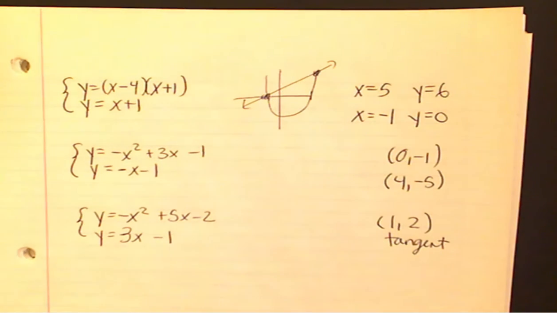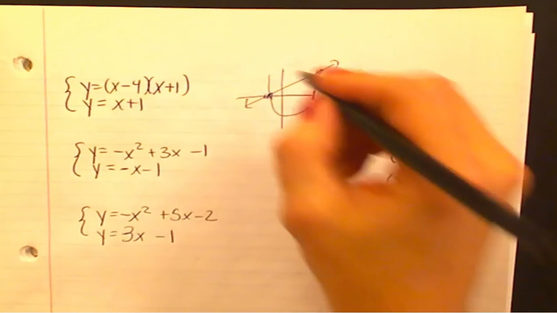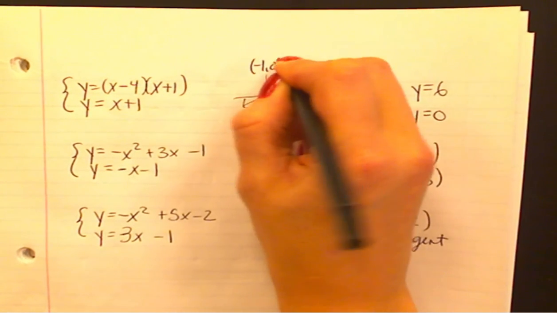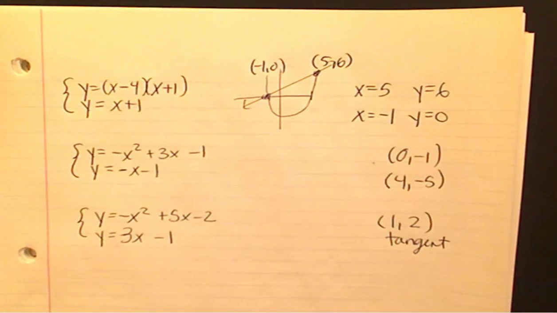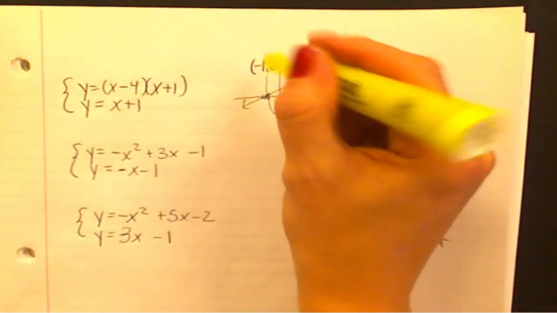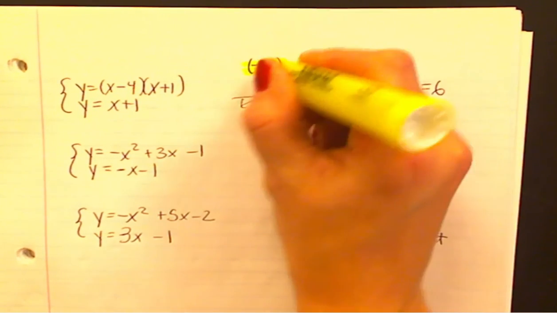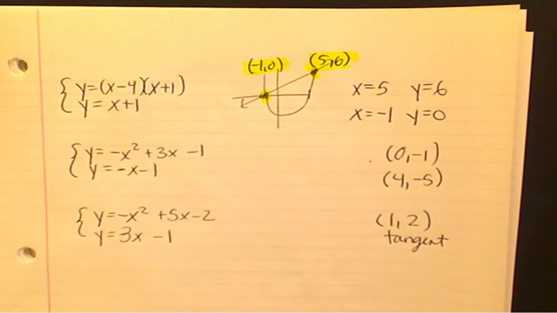Okay, so you have your x's. Go back to the beginning and find the y. So 5 plus 1 is 6. You actually have 2 solution points. These are the coordinates. And so your final answer would be (-1, 0) and (5, 6). The actual points on the graph are your solutions.